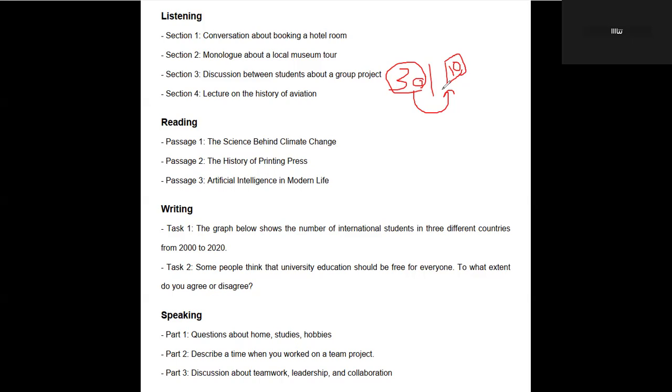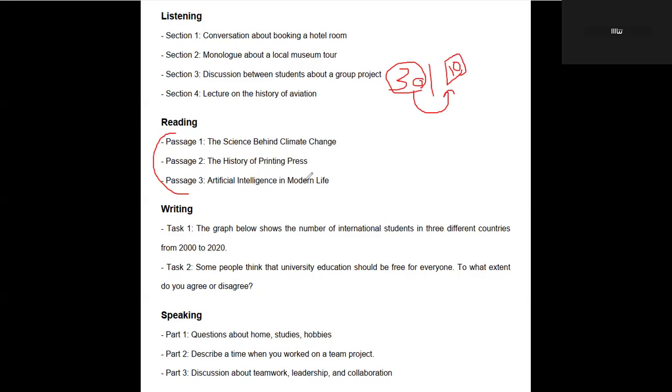And now we have the reading, which is 60 minutes. We have three long passages, by the way. One could be about the science behind climate change. Second one could be about the history of print and press. Third one about artificial intelligence in modern life. Any topic, okay? And all of them will be formal, by the way, because this is academic IELTS.